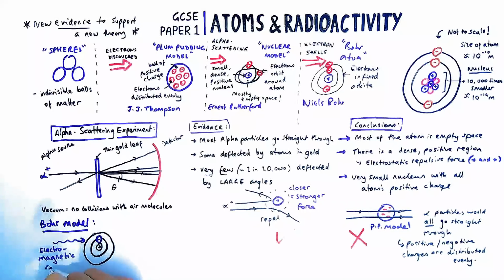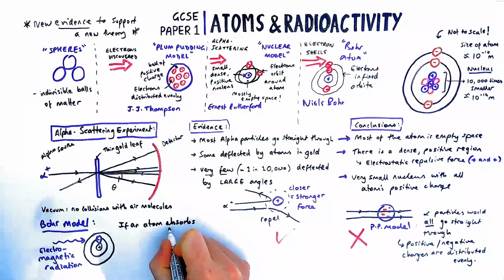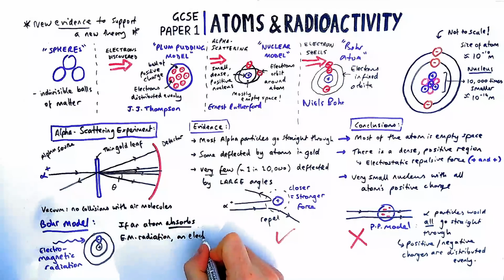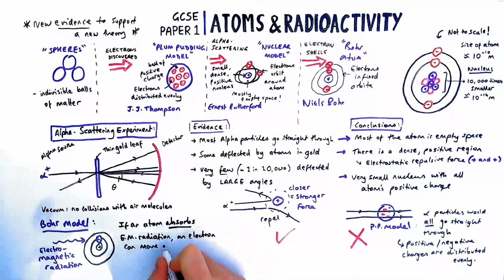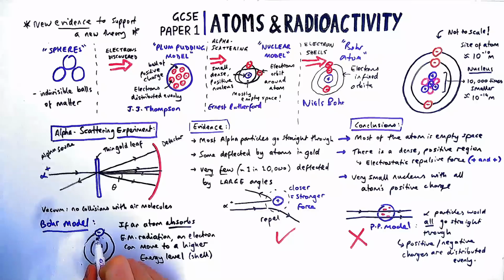Another thing the Bohr model was able to explain was the idea that electrons can change between electron shells. So if an atom absorbs electromagnetic radiation, then what that allows it to do is that the electron can move to a higher energy level or a higher energy shell. So it gets promoted to the next level up.